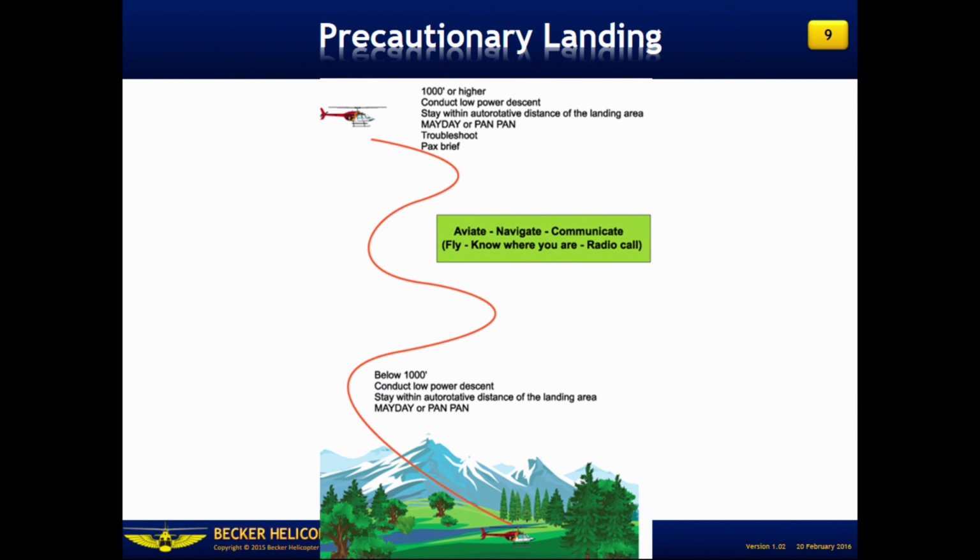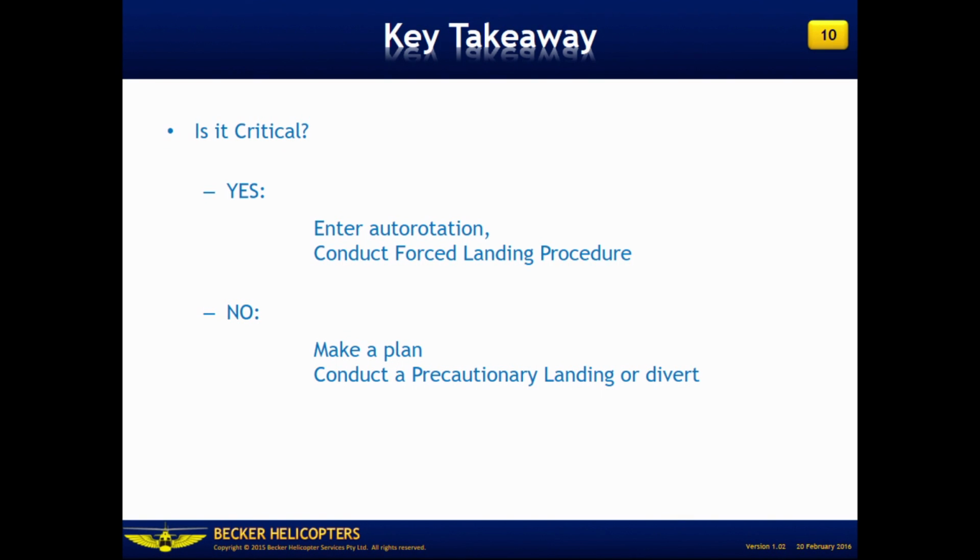Precautionary landing, treat it a bit like a confined area. So you want to do an orbit of the area, check it out, be happy with where you're landing, get it on the ground, if you have that option. Okay, so the key takeaway is, if it's critical, the answer is yes, enter autorotation, get it on the ground, conduct the forced landing. If it's not critical, make a plan, right? Make a plan, and conduct a precautionary landing or divert.